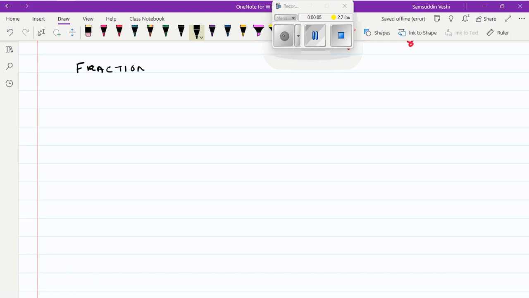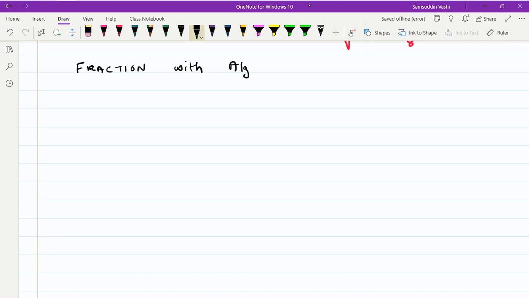Yesterday, so far, what we did was just the numbers. Now we will bring in alphabets, algebraic expressions.